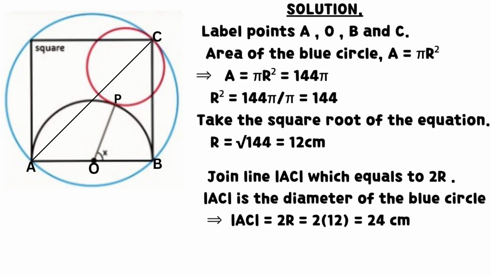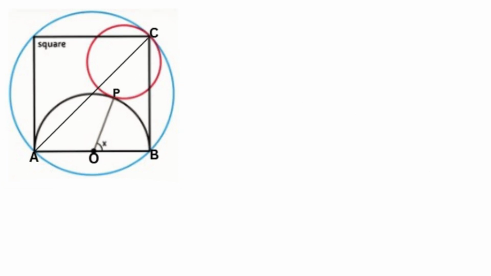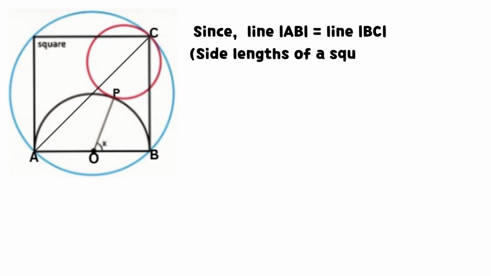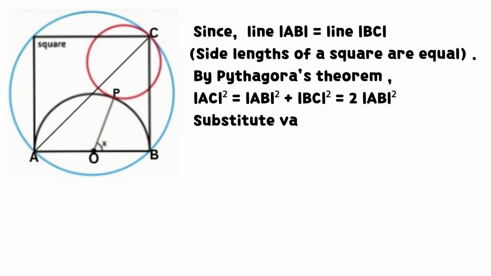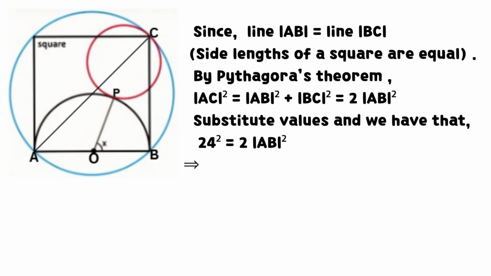Let us find the length of the square. Since line AC is the length of the diagonal of the square, we will achieve this by using Pythagoras' theorem. Also, we will find the length of the line OA and line OB. Since line AB equals line BC, because the side lengths of a square are equal, by Pythagoras' theorem, the square of line AC equals the sum of the square of line AB and the square of line BC, which equals 2 times the square of line AB.